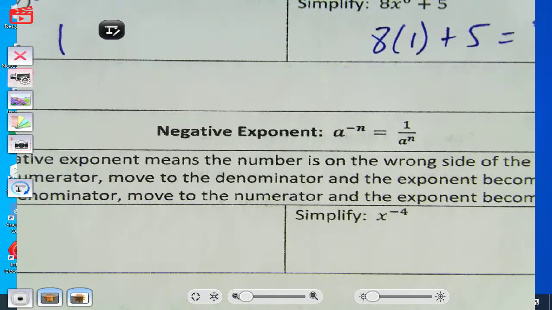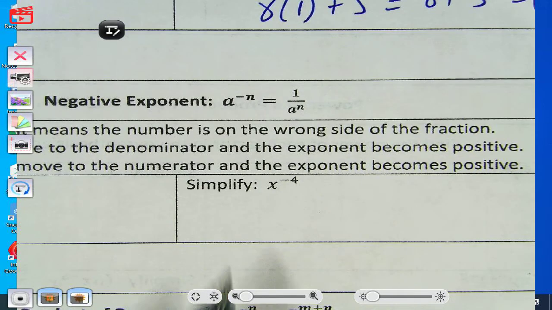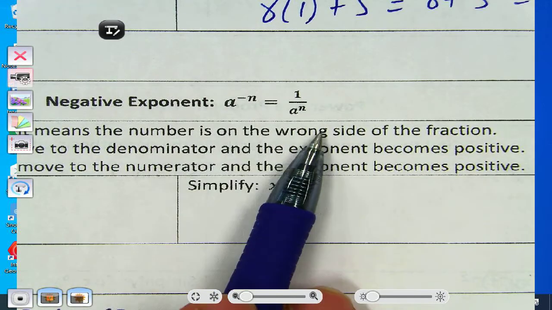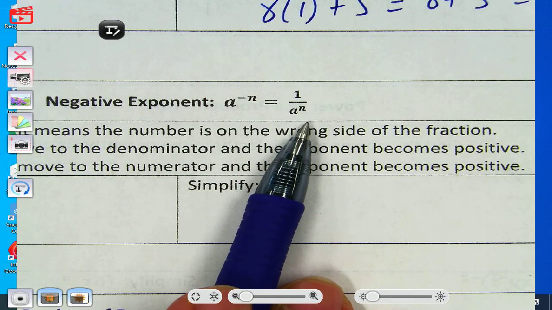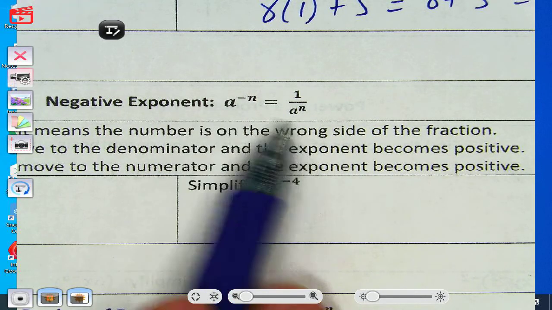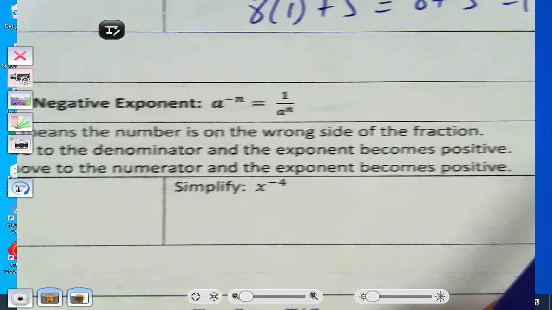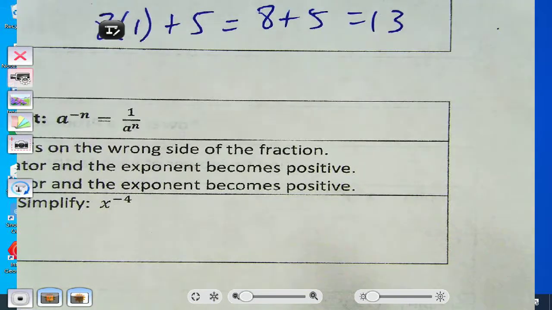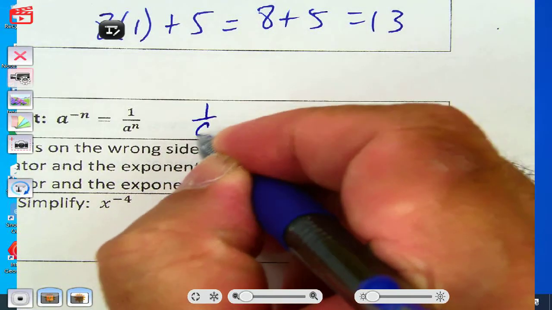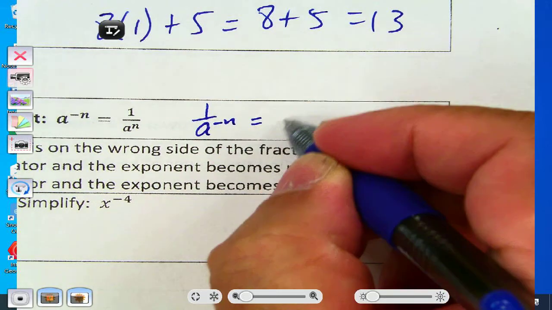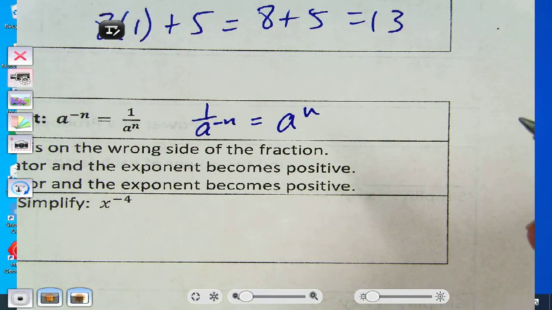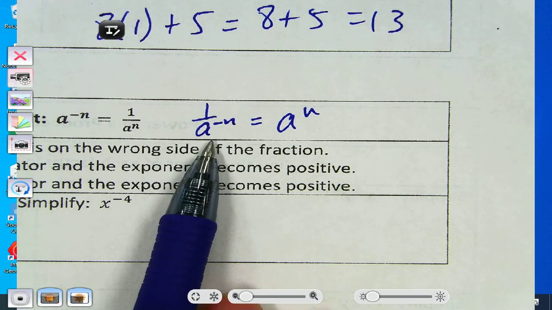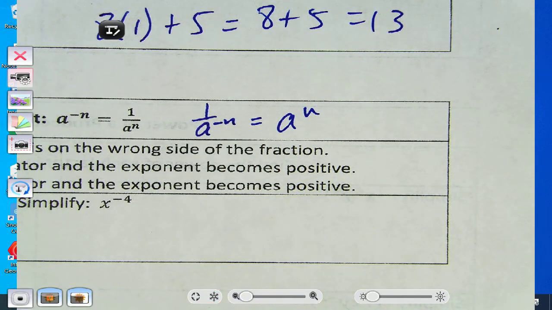Now let's talk about negative exponents. So if you have a negative exponent, you can go into the denominator. It becomes a positive exponent. You take the base with you and the exponent with you, but nothing else. You can also do it the other direction. If I have 1 over 8 to the negative n, you can put it in the numerator and make it positive. So the negative exponent, you change where you are, and the exponent becomes positive.